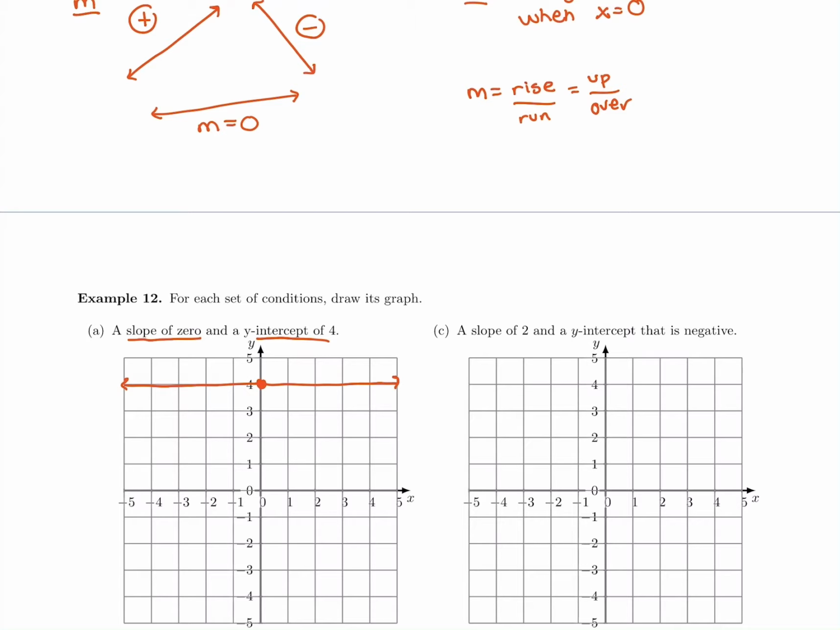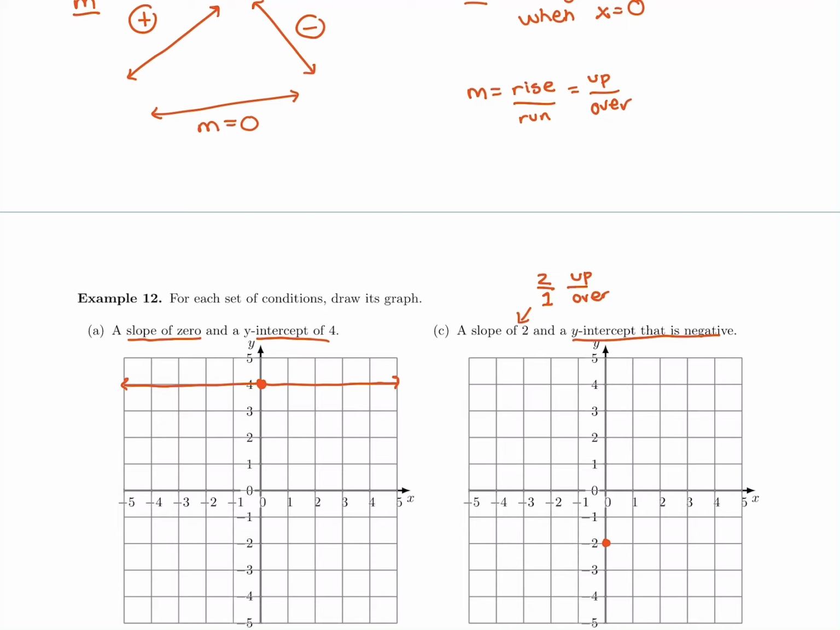The next one says we want to have a slope of 2. We could write 2 as a fraction if that's helpful. 2 is the same thing as 2 divided by 1. That tells me how much up to how much over. I want to go up 2 as I go over 1 in the x. And the y-intercept, that is negative. So it doesn't tell me what the y-intercept has to be. So I might just make the y-intercept -2. You could pick any negative number. So the y value when x is 0 is -2.